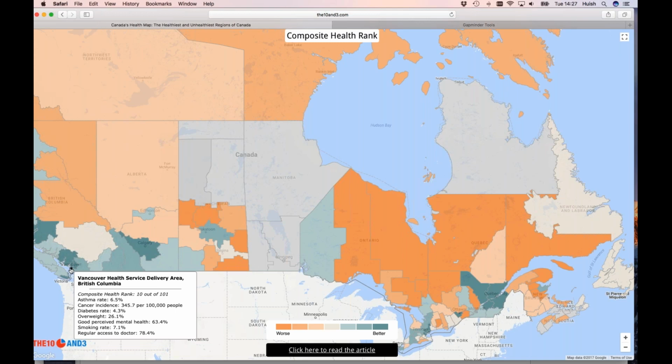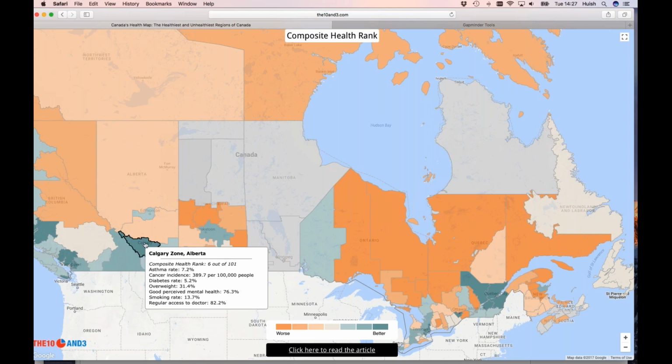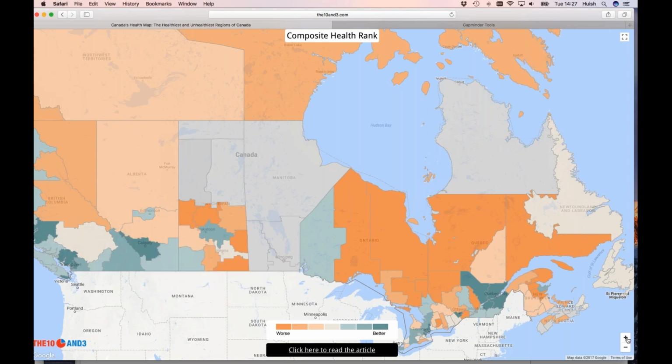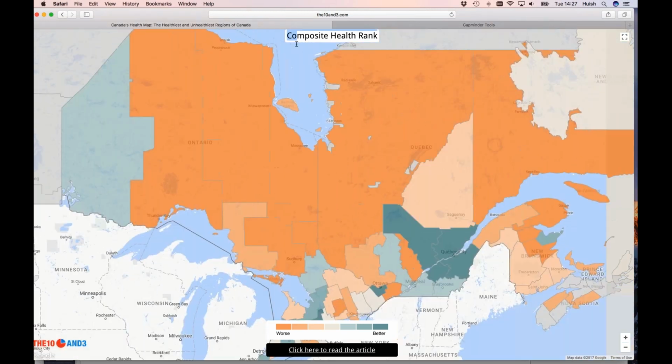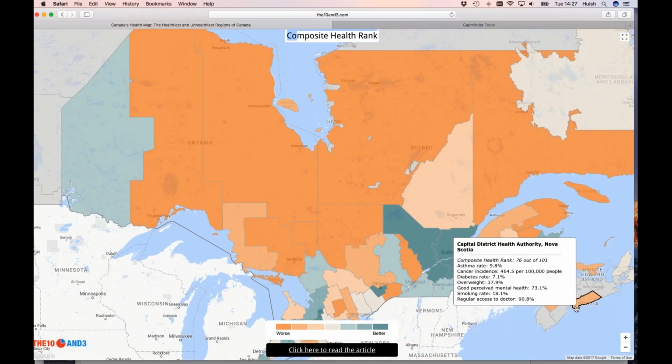There's your asthma rate, cancer incident rate, diabetes rate, overweight, regular access to physicians, 78.4%. Calgary does fairly well for itself, 6 out of 101. And if we come closer to where I'm currently located, Nova Scotia, not so great. We've got a few health challenges here.